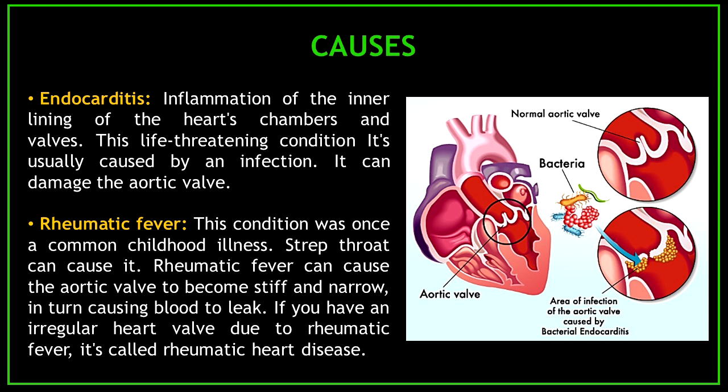Another cause could be rheumatic fever. This condition was once a common childhood illness, and strep throat can cause it. Rheumatic fever can cause the aortic valve to become stiff and narrow, in turn causing blood to leak. If you have an irregular heart valve due to rheumatic fever, it's called rheumatic heart disease.